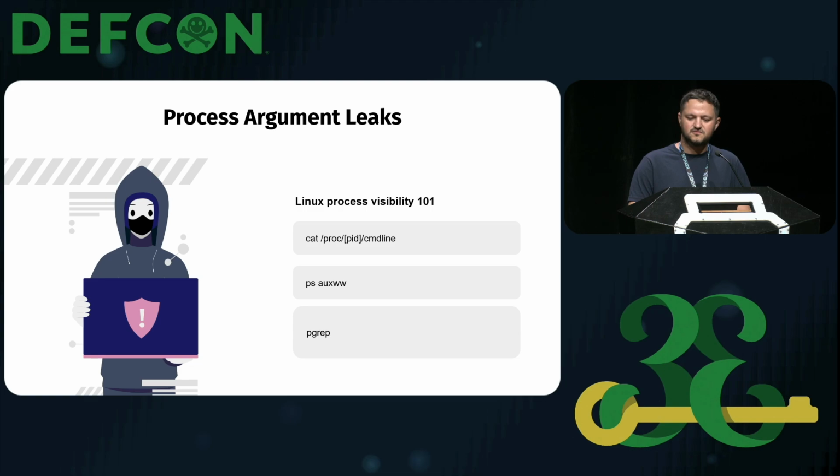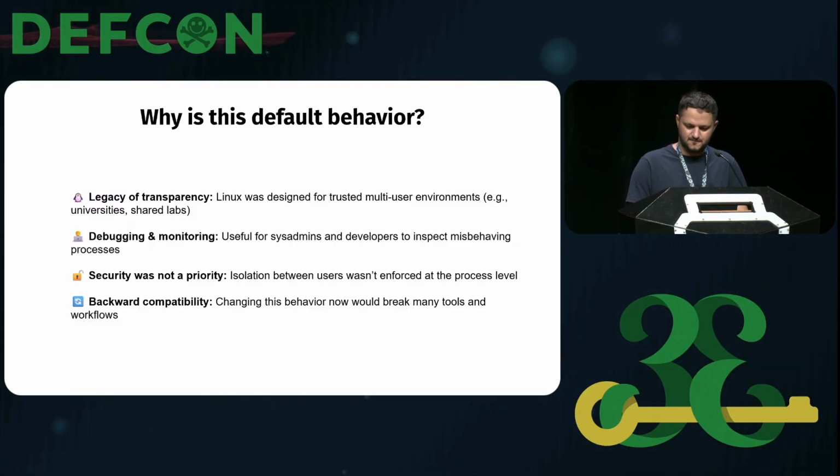Process argument leaks are most of the time leaked through the command ps, which is default for each Linux installation. Sometimes I found that I can cat in the proc directory any PID, but not in all situations. And you can use pgrep in shared Linux environments, like web hosting providers and so on.